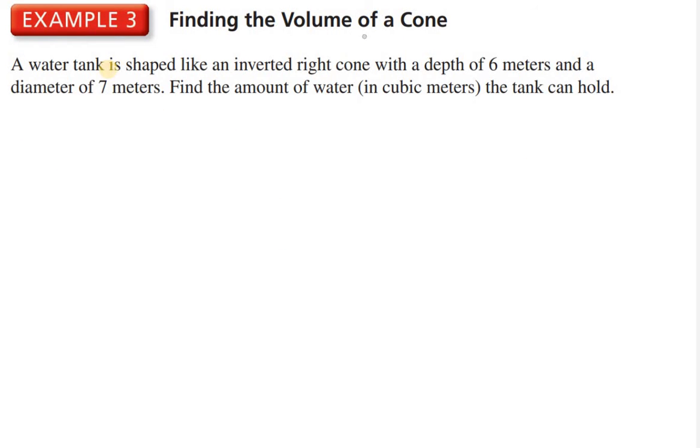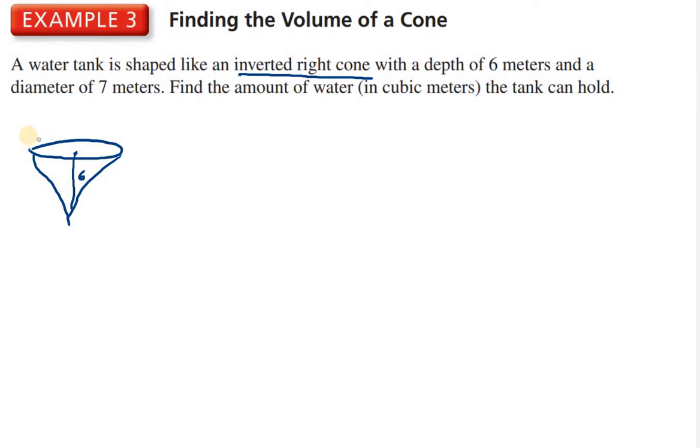All right, finding the volume of a cone. A water tank is shaped like an inverted right cone with a depth of 6 meters and a diameter of 7 meters. Find the amount of water in cubic meters the tank can hold. We've got a word problem. Anytime you have a word problem that talks about a shape, I recommend drawing that shape, okay? They say an inverted cone. So we can draw something that looks kind of like an inverted cone. Okay, and it says it has a depth of 6 meters. So go from here down, that's 6.